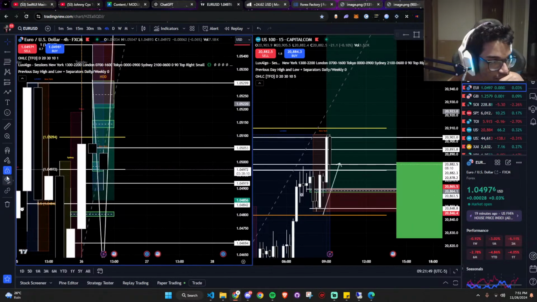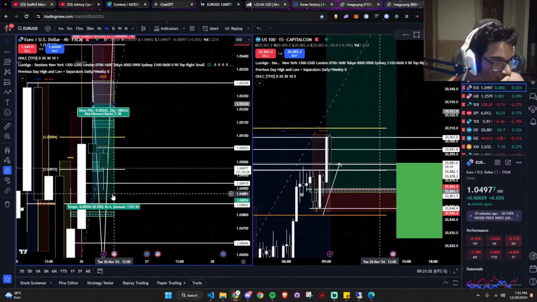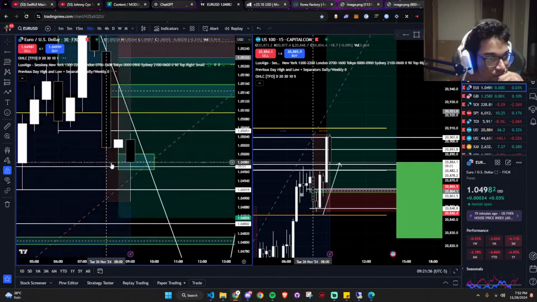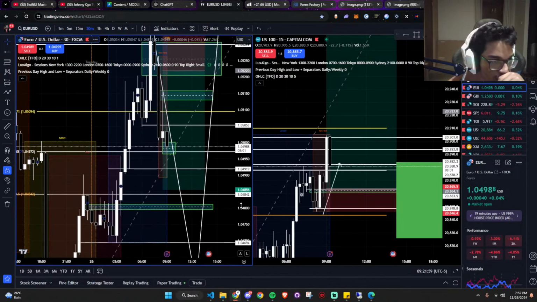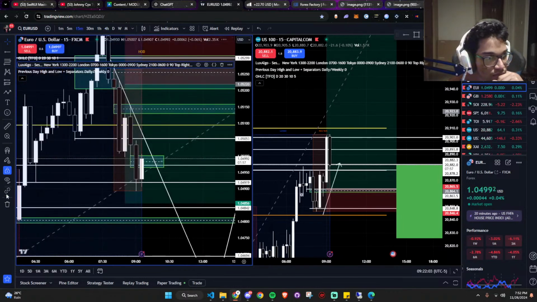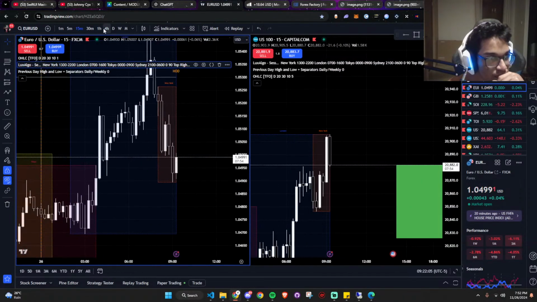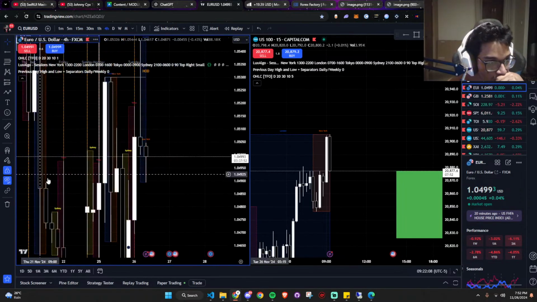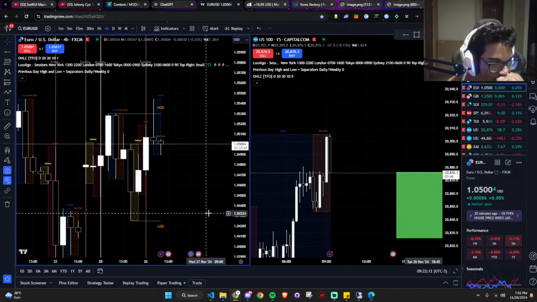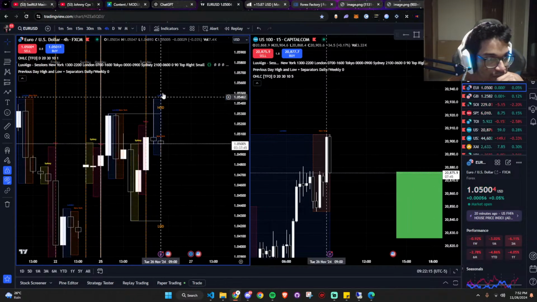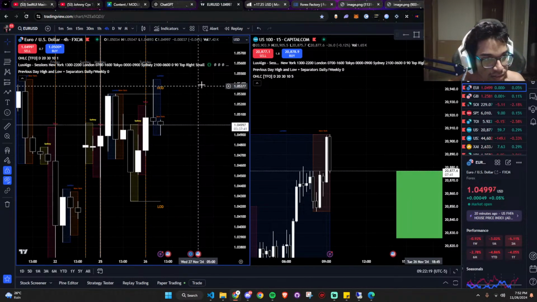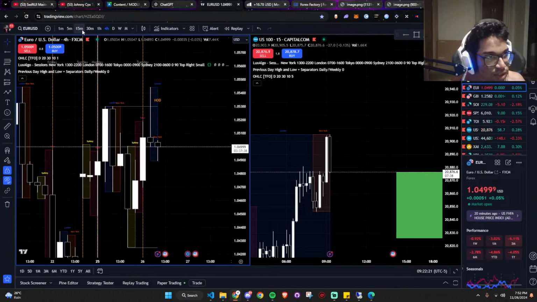See that? One fair value gap. Just one fair value gap. High of day was taken out, right? So there's a likelihood I might take this and then go. So that's why I have two TPs.